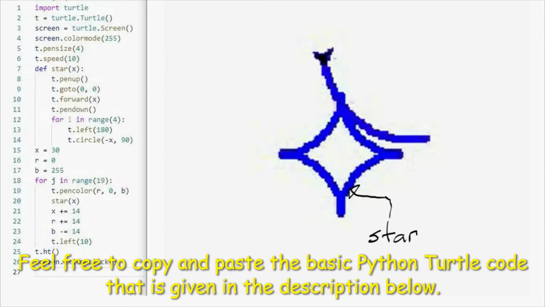First, line 8, we put our pen up so that we don't generate any line. And then we go to 0, 0, line 9. The 0, 0 is right here. Okay, that is 0, 0. And then we let the turtle go forward x units. Since the pen is up, this is actually an invisible line.